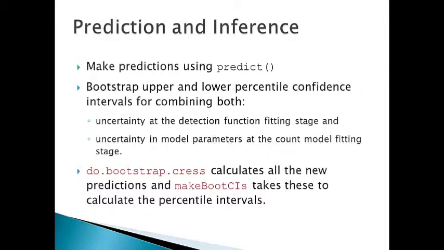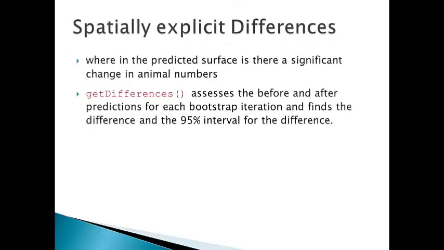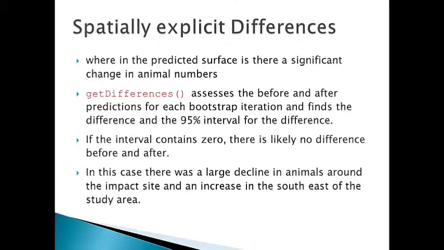Now, I won't show you the confidence intervals here, but the reason we created those is because we're interested in spatially explicit differences. Where on the predicted surface is there a significant change in animal numbers? There's something called get differences, and that takes all of those predictions that you made and looks at the before and after differences for all of your 500 sets, and establishes whether your interval contains 0. If it does, there's likely no difference before and after. In this case, I'll just move on to the picture.